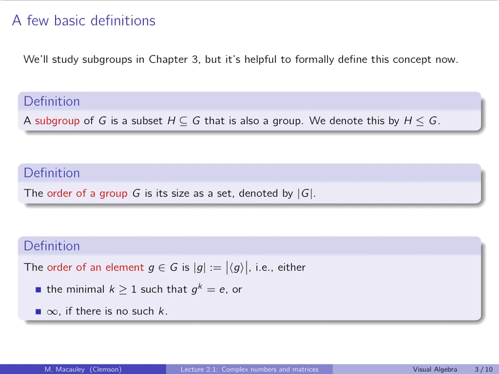Finally, the order of an element, little g, is just the size of the group that it generates, or the order of the group that it generates. So this is either the minimal integer k such that g to the k equals the identity, if this group is finite, or if this group is infinite, when there is no such k, then the order of g is infinity. So again, I think of the order as the minimal such k in my head, with the caveat that if there is no such k, it's infinity.